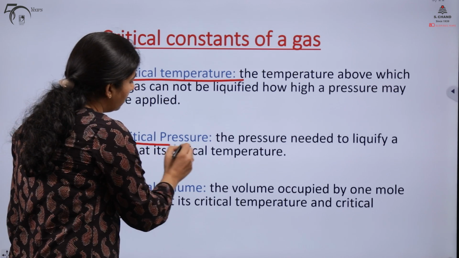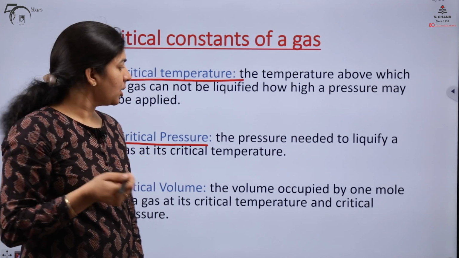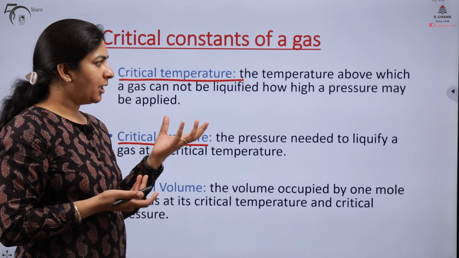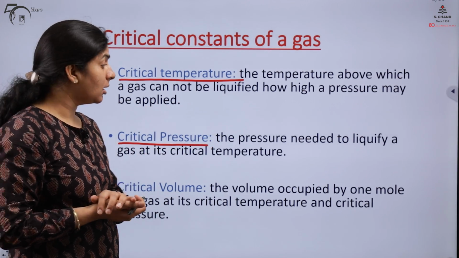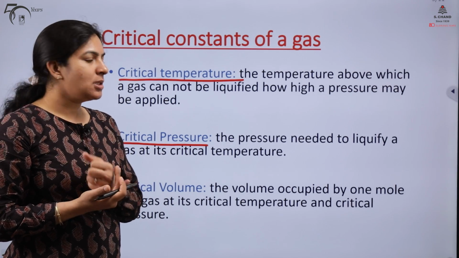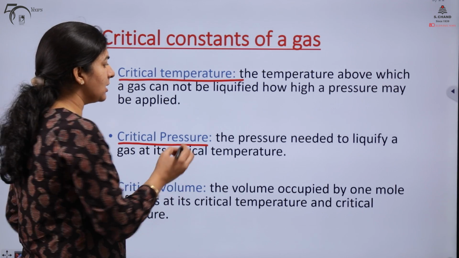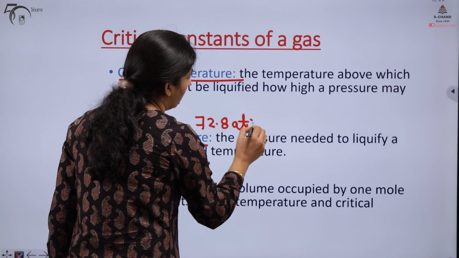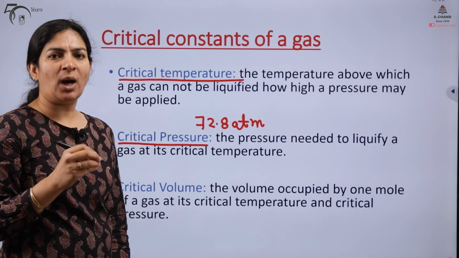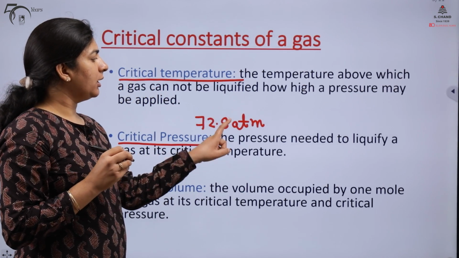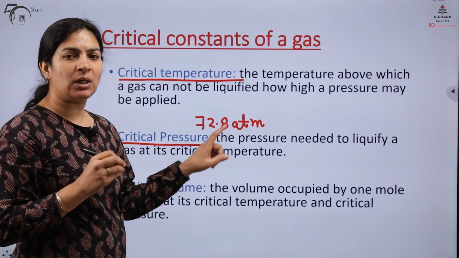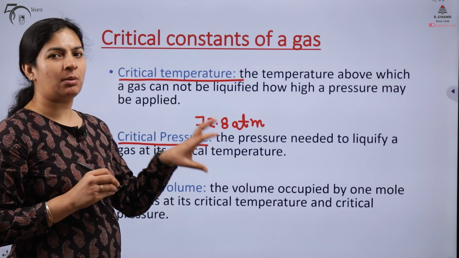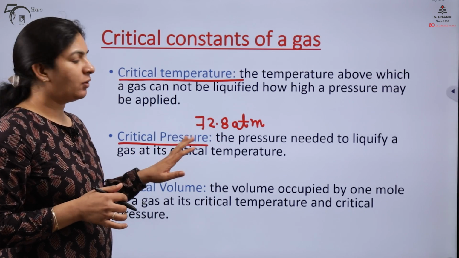Now what is critical pressure? The critical pressure is the pressure required at this particular temperature, let us say for carbon dioxide 31.1 degrees Celsius, to liquefy the gas. In this case it was 72.8 atm. So at 31.1 degrees Celsius, 72.8 atm pressure is required to convert gaseous carbon dioxide into its liquid form.